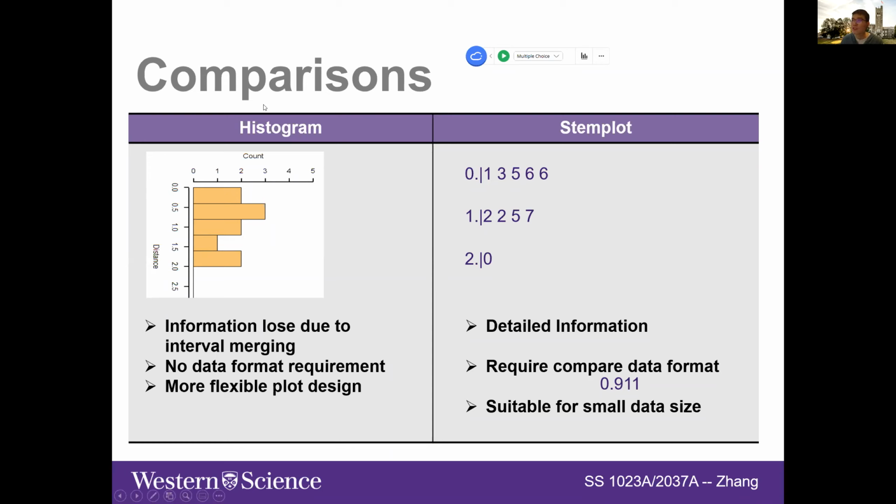Any questions so far about the histogram and stem plot?